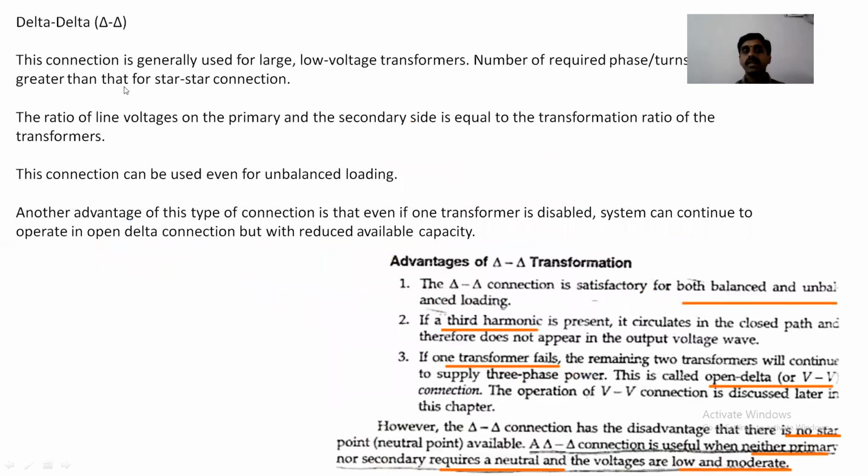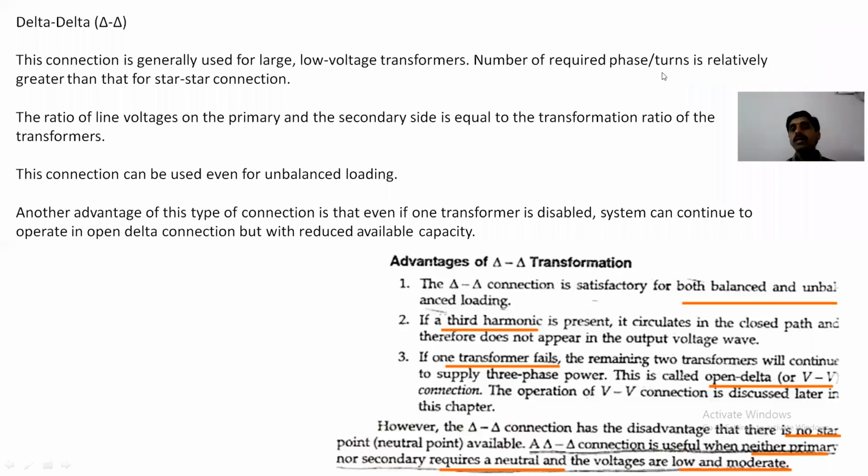Coming to the delta connection, this connection is generally used for large voltage transformers. The gist I am giving: the number of required turns per phase is relatively greater than that of the star-star connection, because we need a closed circuit like this. They need more turns per phase. The ratio of the line voltage on the primary side and the secondary side is equal to the transformation ratio. Just now we have seen the transformation ratio formula. This connection can be used even in unbalanced loading.